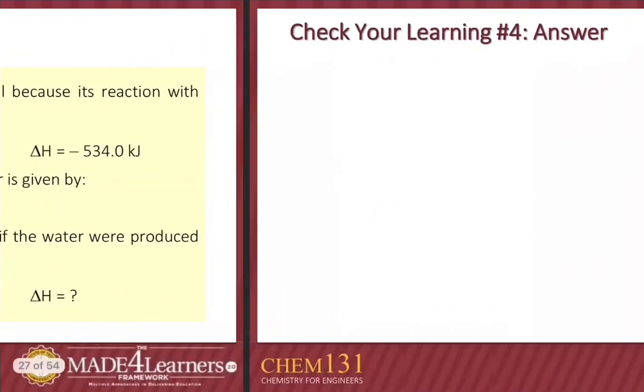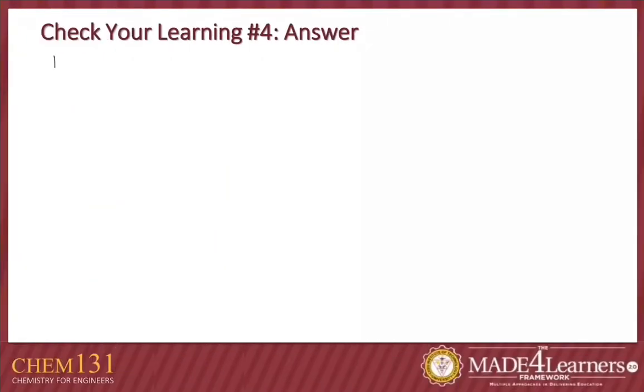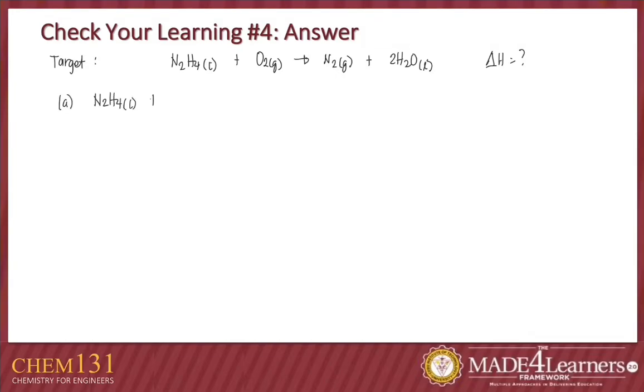So, let's solve. Our target equation is hydrazine, N2H4, liquid, plus oxygen, producing N2, plus 2H2O, liquid. And we are trying to solve for the change in enthalpy. Okay? Now, the given, equation A, is N2H4 liquid plus O2 gas producing N2 gas, that's nitrogen gas, plus 2H2O, but take note that this is gas. And delta H here is equal to negative 534 kilojoules.